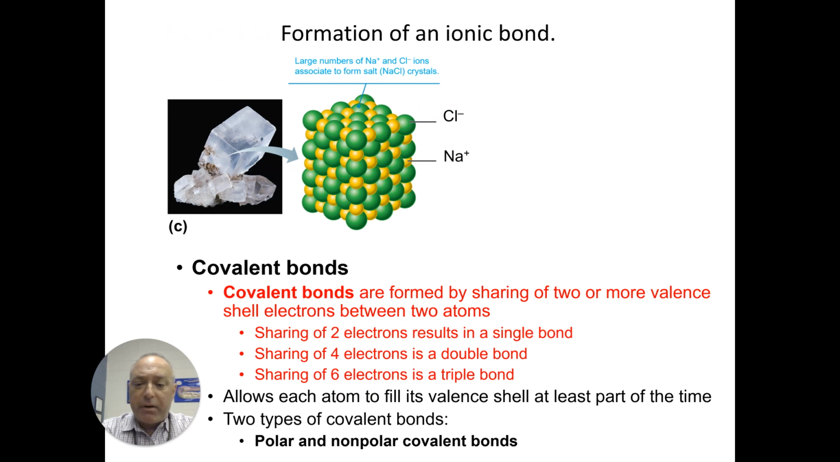There's another type of bond called covalent bonds, where the electrons are shared between the two atoms. And so you can have sharing of two electrons resulting in a single bond, sharing of four electrons resulting in a double bond, or sharing of six electrons resulting in a triple bond.